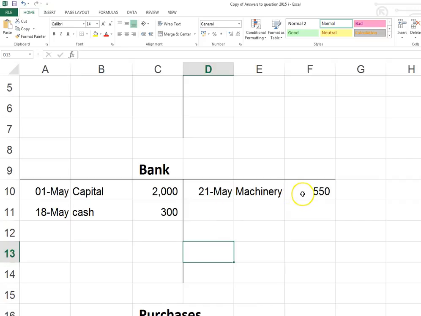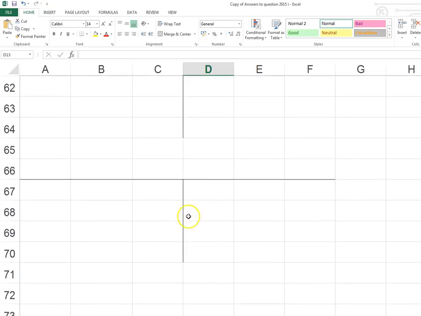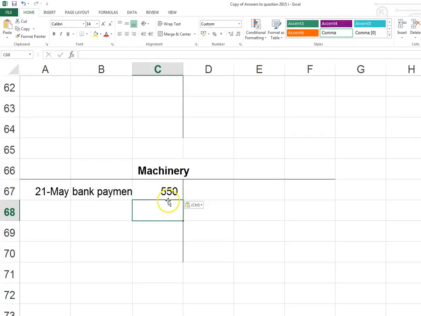So credit bank 550, then come down and open up a new account, and it'll have to be debited. So we come down to our machinery account all the way down here, and we show 550 on the debit side of machinery. And this is an asset account, so when we debit an asset account, it increases it. The same way that we credited the bank account, which reduces it. And that's what happened. We're taking money out of bank and we're getting an asset.